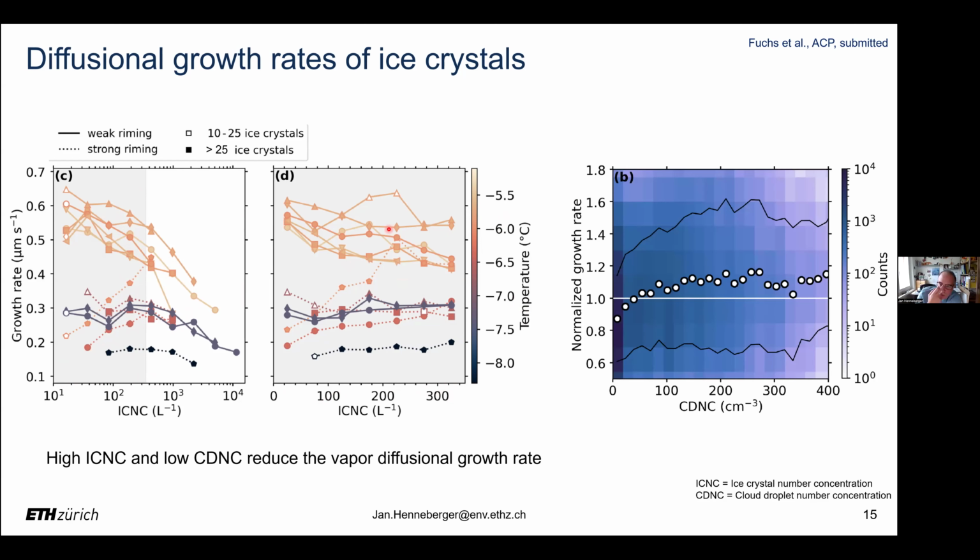And then Christopher Fuchs also looked at the liquid phase. Here, normalized growth rate. So he normalized all experiments to the mean growth rate per experiment. And the growth rate stays constant when you have enough droplets, but somewhere below 100, it's also seen that the growth rate gets limited because not enough droplets are present to provide vapor for the growth of the ice crystal.